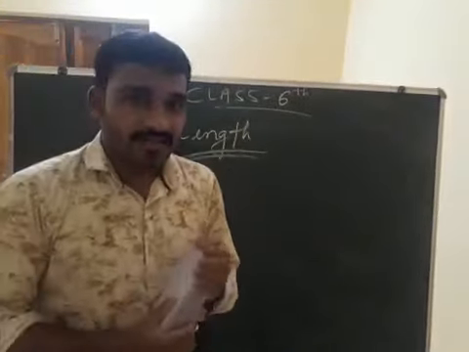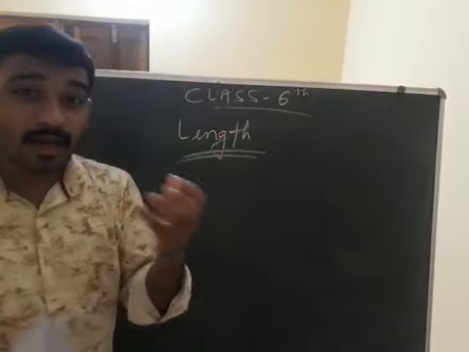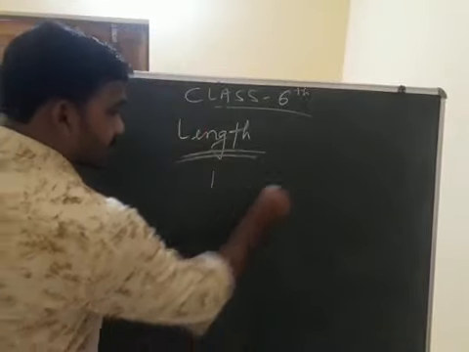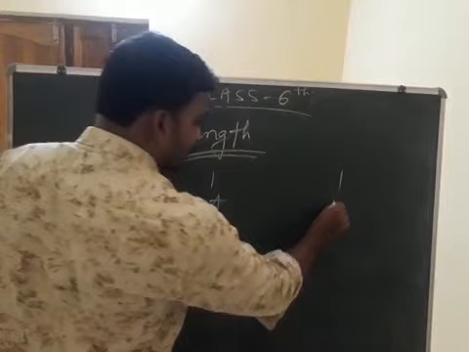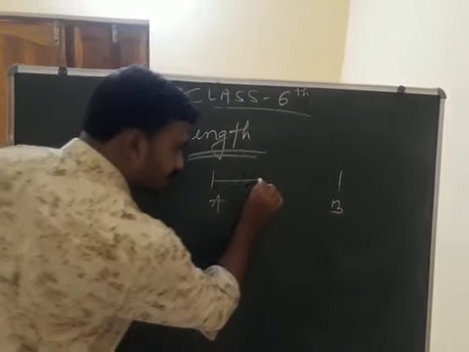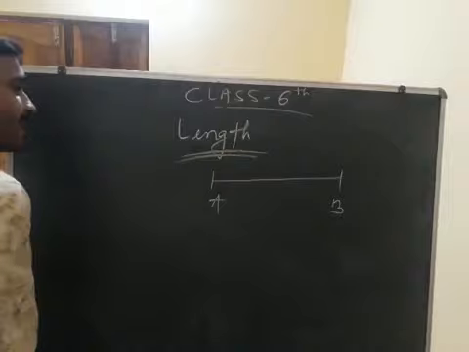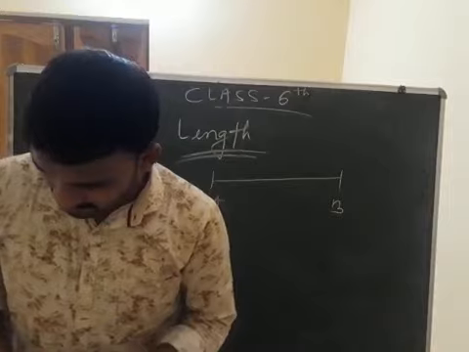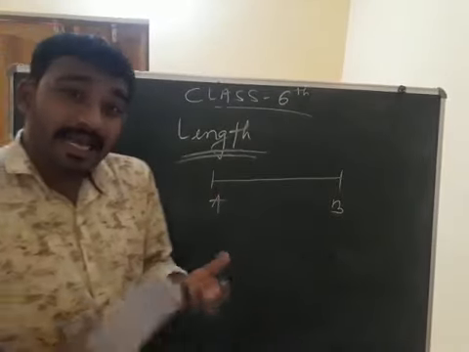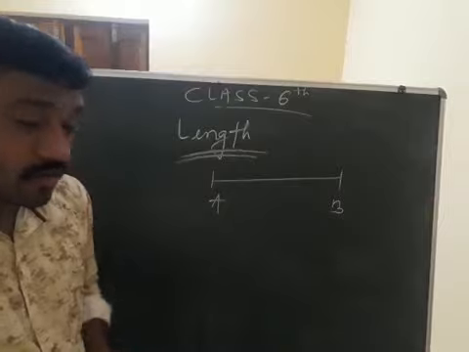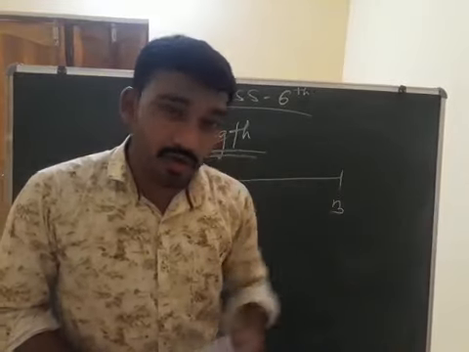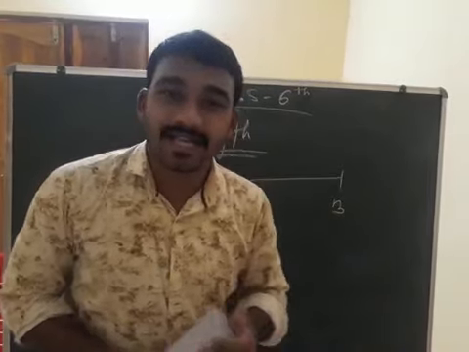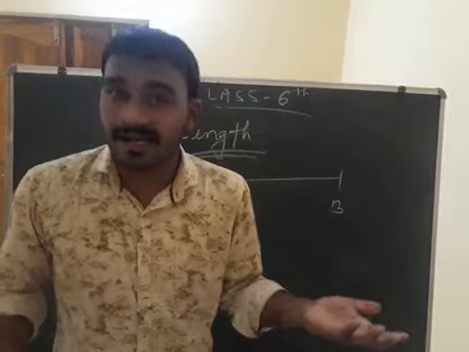What is length? First, the definition of length. Length is the distance between two points. Suppose this is point A and this is point B. The distance between two points is called length. You can measure the length, depth of a well, length from your home to school, length of your compass box, length of your study room, length of your table.